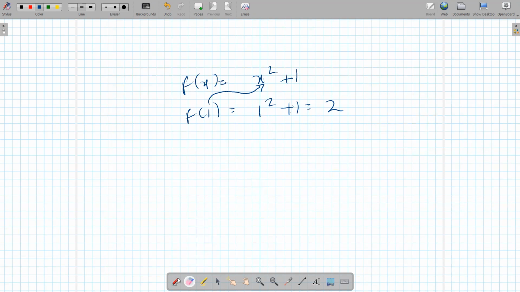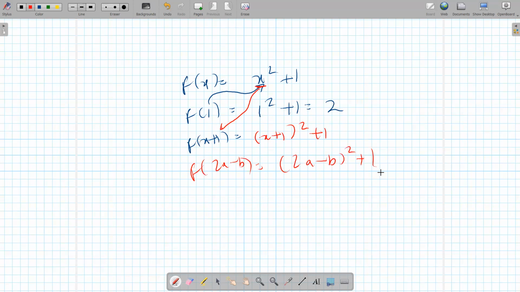Using this logic, can you tell me what f of x plus 1 is going to be? You simply replace that x with what's in the bracket. You would get x plus 1 squared plus 1, like that. See that? What's f of 2a minus b going to be? Well, you're going to replace that x with 2a minus b, so you get 2a minus b squared plus 1, like that. This one is a little bit important. Why is it important? We'll see next time.